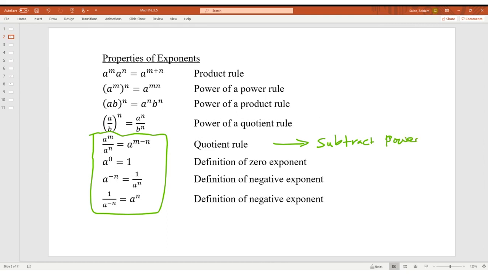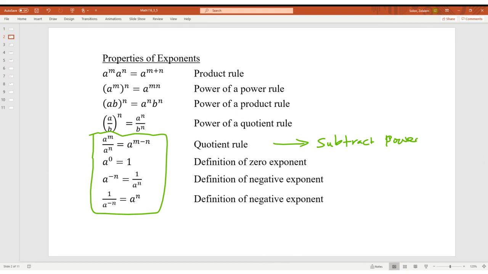So we subtract the power. a to the power of m divided by a to the power of n equals a to the power of m minus n. Any number to the power of 0 is 1. So always remember, any number to the power of 0 is 1. So that property is called the definition of zero exponent. It is very important in simplifying expressions.